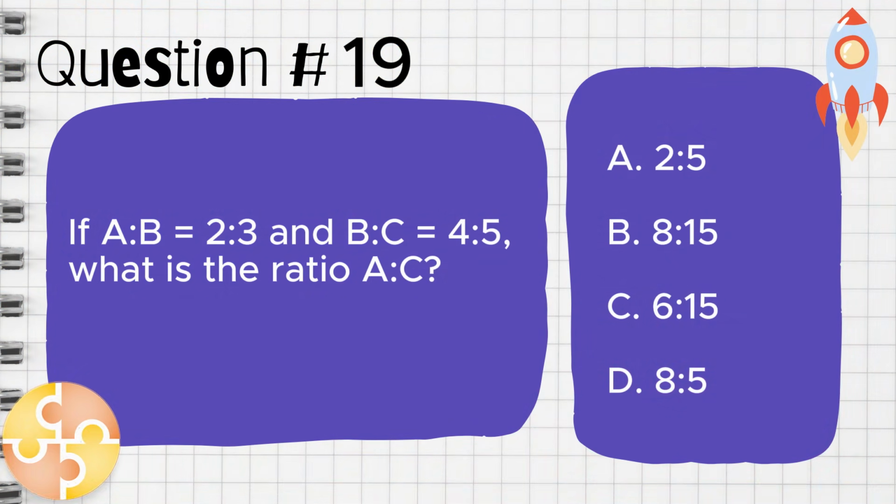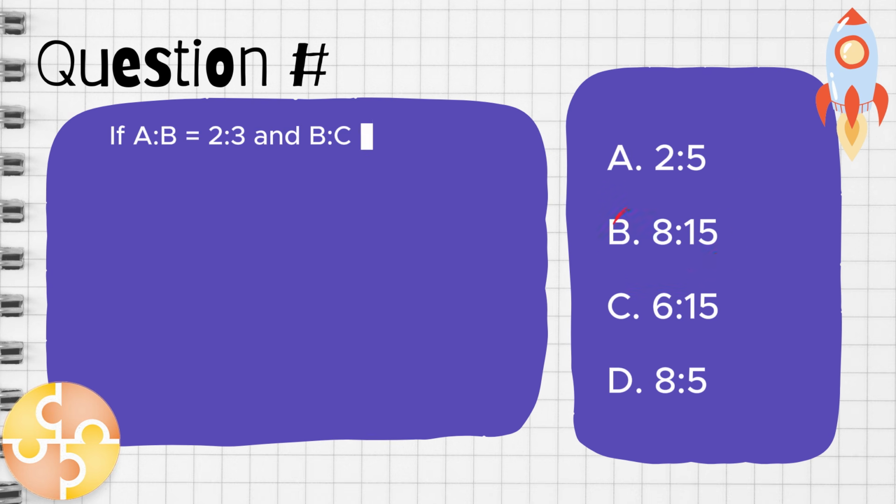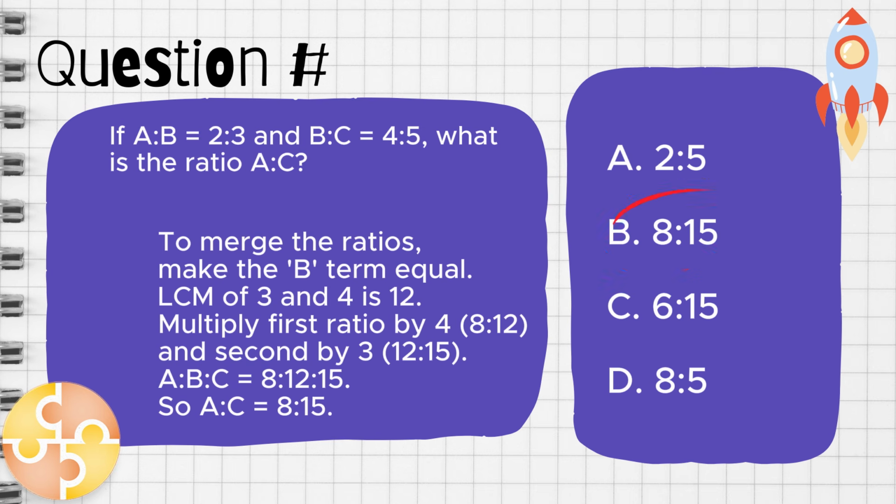Time's up. The correct option is B. 8 to 15. Here's why. To merge the ratios, make the B term equal. LCM of 3 and 4 is 12. Multiply the first ratio by 4, giving 8 to 12, and the second by 3, giving 12 to 15. A to B to C equals 8 to 12 to 15, so A to C equals 8 to 15.